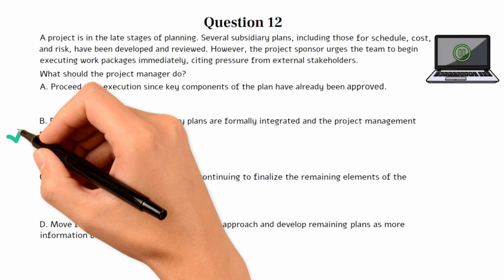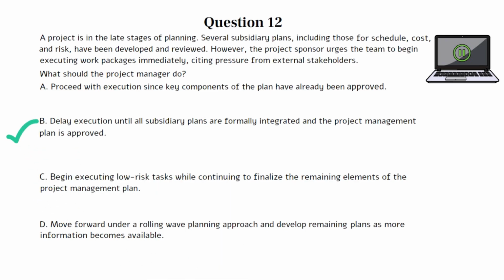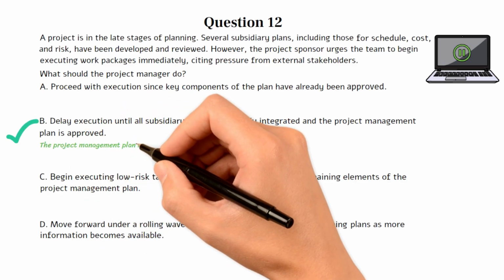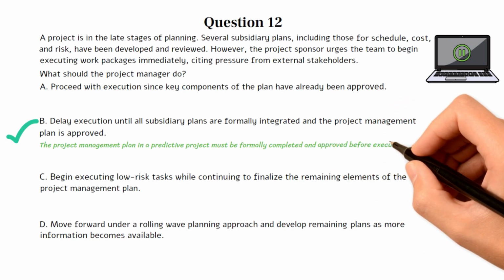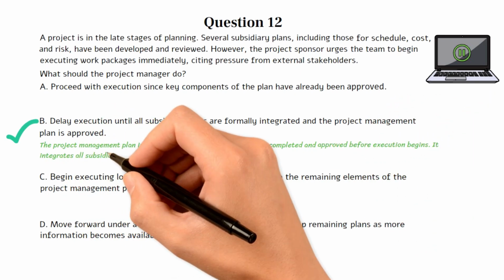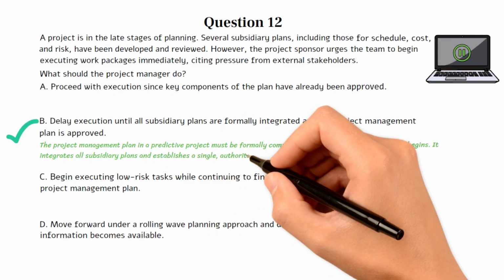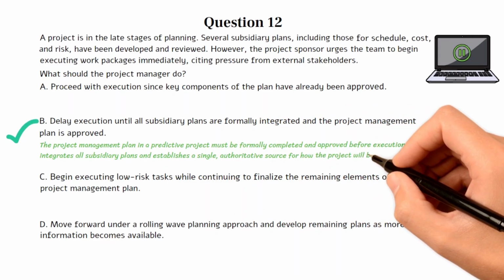The correct answer is B. Choice B is the best option because the project management plan in a predictive project must be formally completed and approved before execution begins. It integrates all subsidiary plans and establishes a single authoritative source for how the project will be managed.